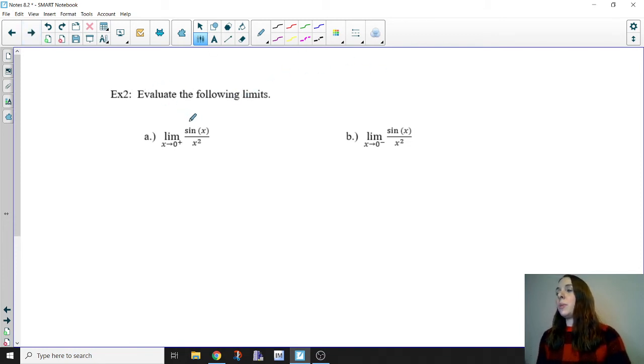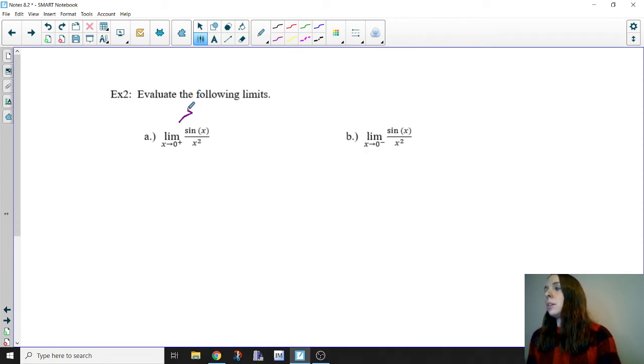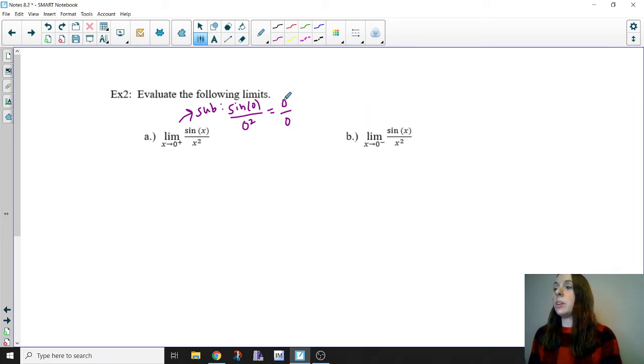In example 2a, we are going to find the limit as x approaches 0 from the right of sine of x over x squared. And I'm going to show you why you can use L'Hopital's rule here. First, why you can use L'Hopital's rule, and then how you can use it. So first, the why. Let's use substitution. And what we are doing here is subbing in 0 for x, and we are getting 0 over 0, our indeterminate form that we definitely know L'Hopital's rule could be used in.